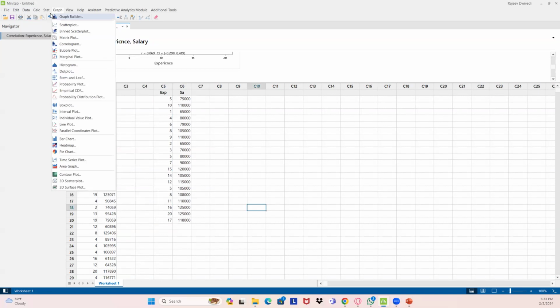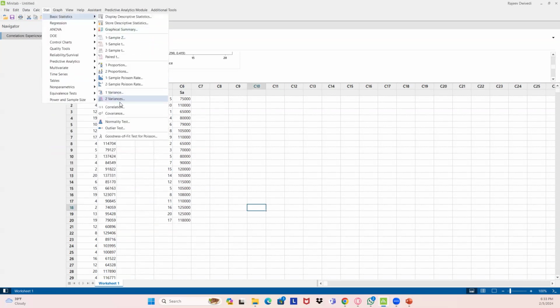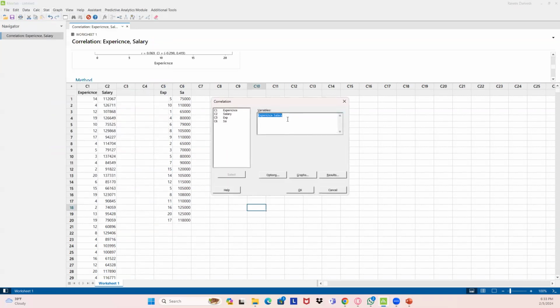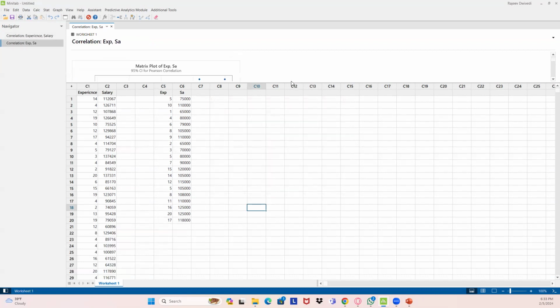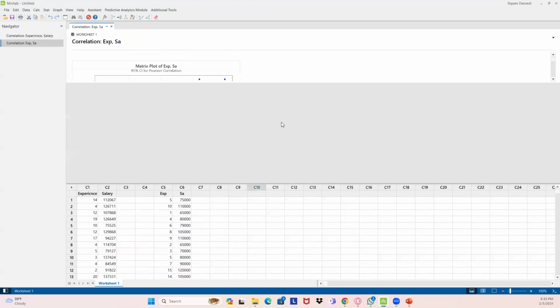Stat, basic, and I go first to check correlation. And I delete and I select both together. When you put this pairwise correlation, then only you will get the p-value. So basically now we have to do everything based on p-value.